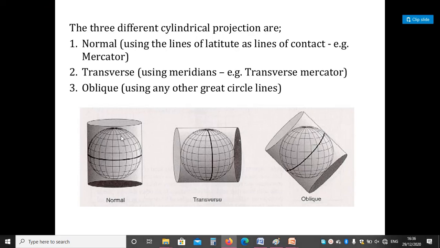If you see this first image, this is the normal cylindrical projection. For example, if you cover the paper around the other side, in the perpendicular direction, then it is called transverse cylindrical projection. If you observe the third one, if you cover the paper at an angle, diagonally, it becomes an oblique cylinder.